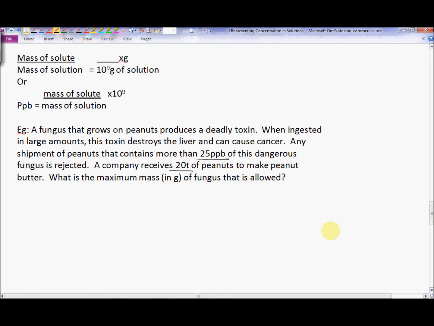Okay, so parts per billion, which is what we're referring to in this question, is equal to the mass of the solute divided by the mass of the solution multiplied by 10 to the power of 9, basically multiplied by a billion. Okay, and in this case we can't go over 25 parts per billion. We can't have any more fungus than that in the peanuts, or it will be deadly to people.